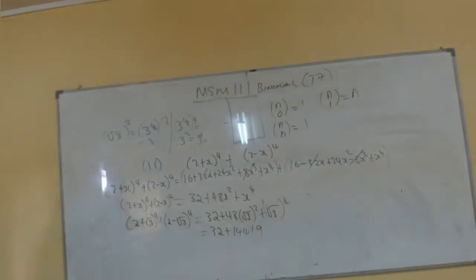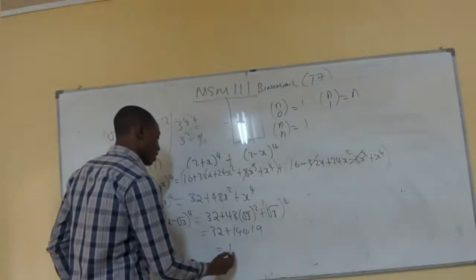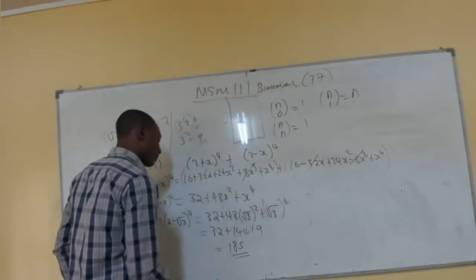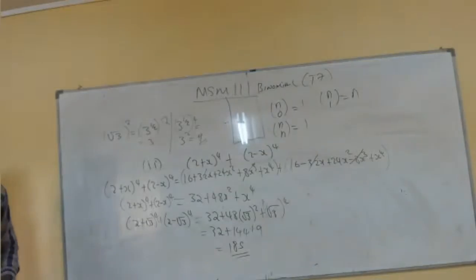Then lastly, what is 32 plus 144 plus 9? This is equal to 185. So that's the exact value. Okay, so this is an application of the binomial expansion.